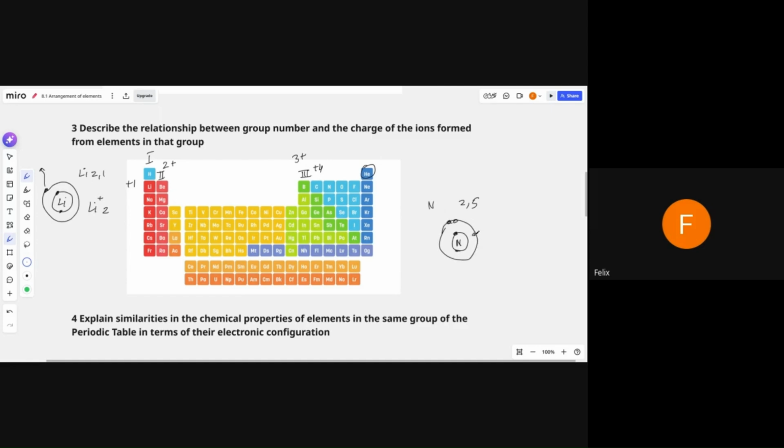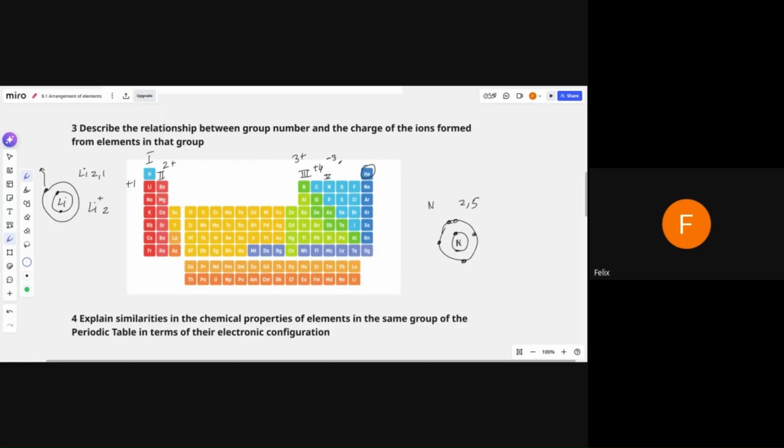1, 2, 3, 4, and 5, right? It needs 3 more to make it 8, so it will gain 3 electrons. So this is group 4. The group 5 elements will make ions with a -3 charge, because they will gain 3 electrons.